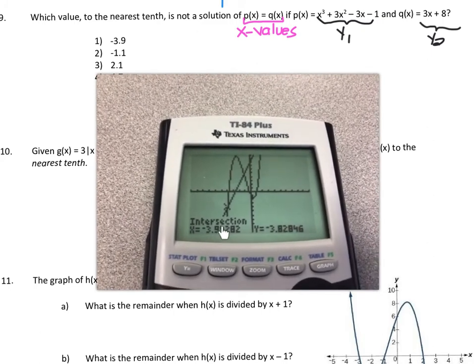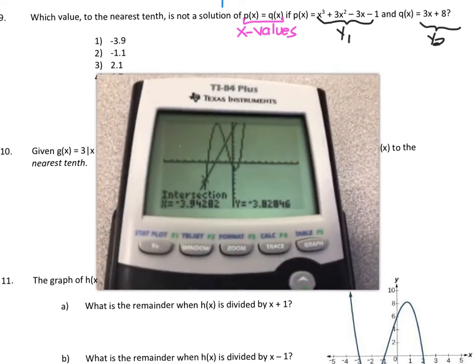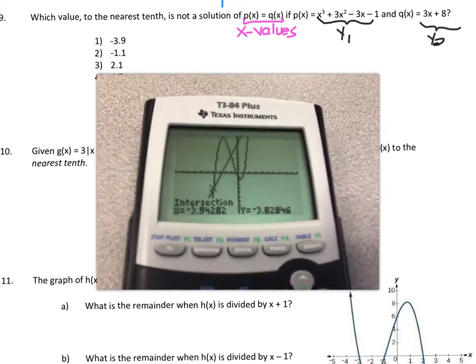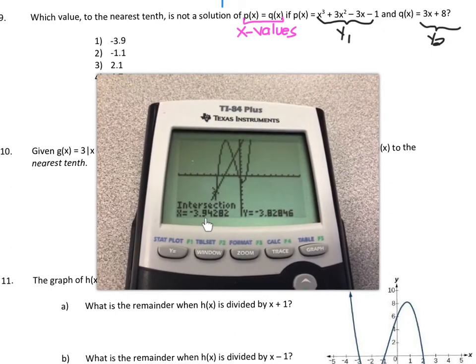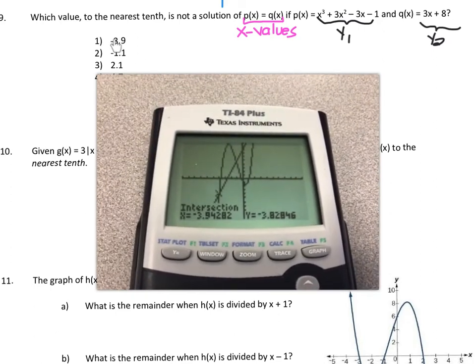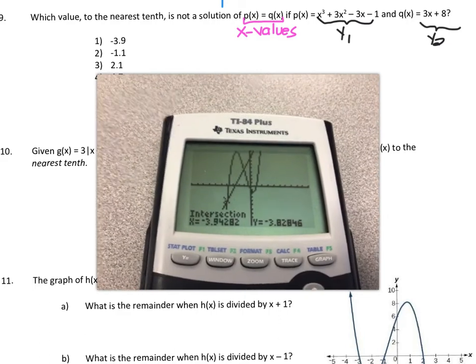Okay, so remember, we only care about the x values. So to the nearest 10th, this is negative 3.9. Okay, what you could see right here is choice 1. So choice 1 is not the answer.